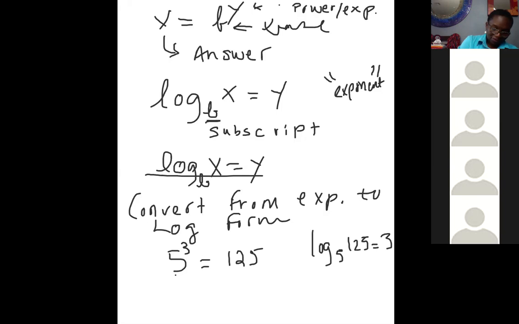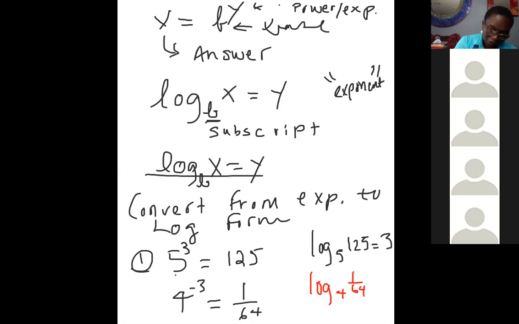Okay, I'm going to do one more, guys. Any questions? All right, here comes the next one. 4 to the negative 3 power is equal to 1 over 64. So in this one right here, we have the 4 as the base, the negative 3 as the exponent, the 1 over 64 as the answer. So when we write this in log form, let me go ahead and use a different color here. Okay, when we write this in log form, guys, it's going to be log base 4 of 1 over 64 is equal to negative 3. There you are. Take a moment and take this in and see if you guys have any questions.